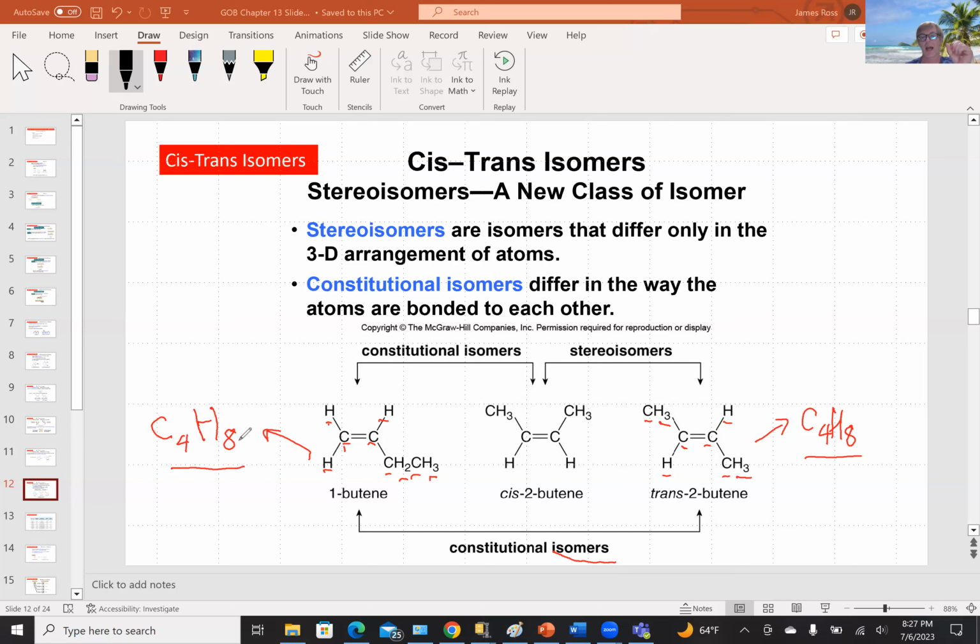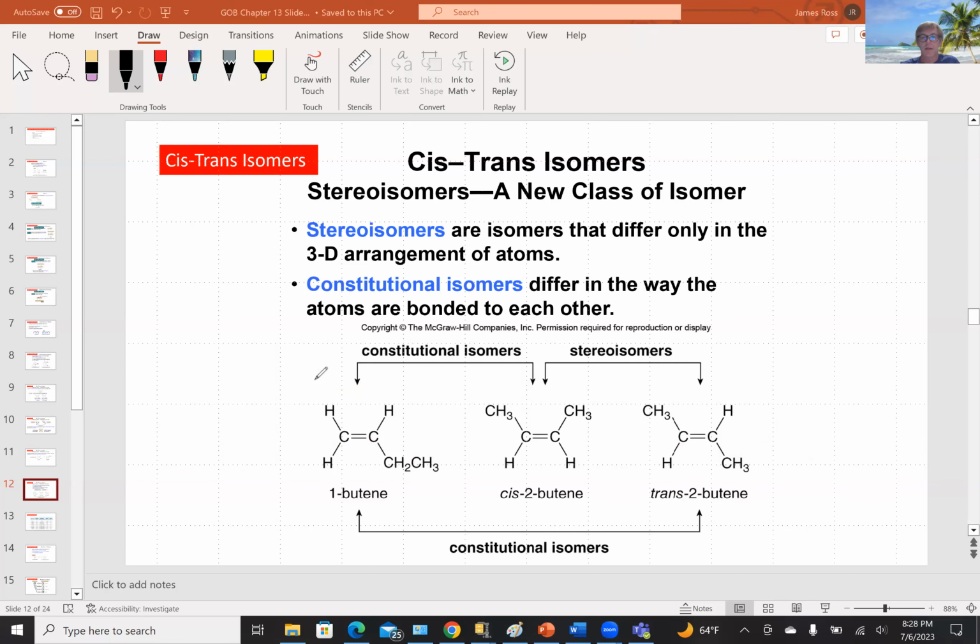Okay, and you can see what's happened. If I take 1-butene, I can cannibalize it by ripping this methyl group off and relocating it over here. So I've Mr. Potato Headed it, I've ripped something off and stuck it somewhere else. And therefore it relates as a constitutional isomer.